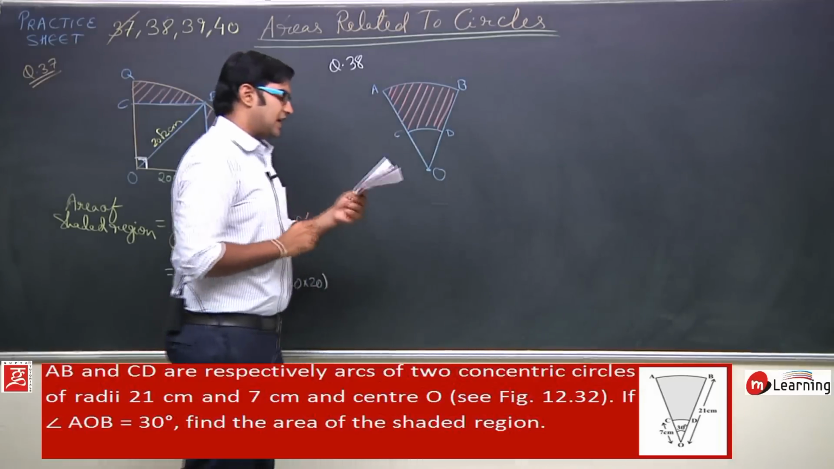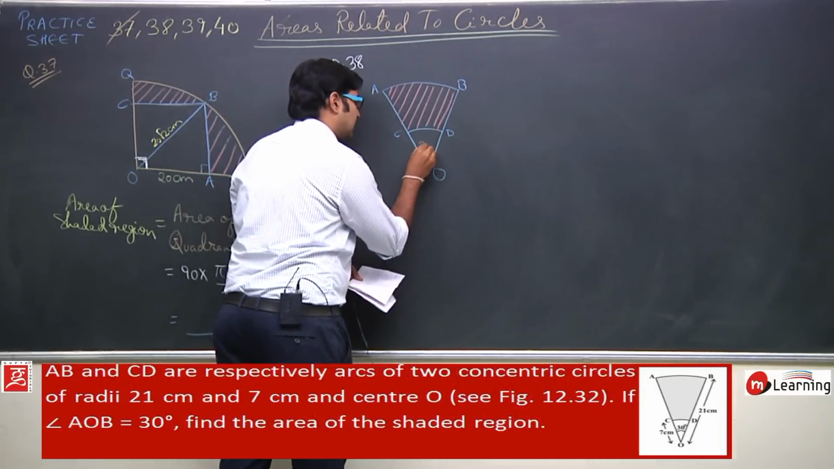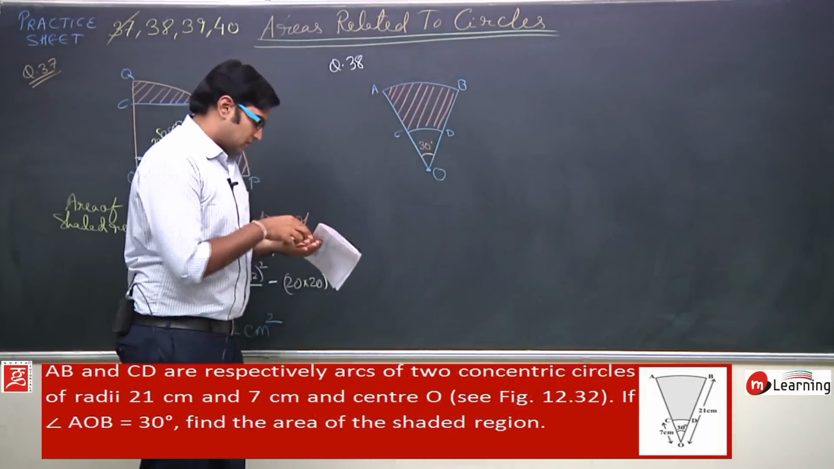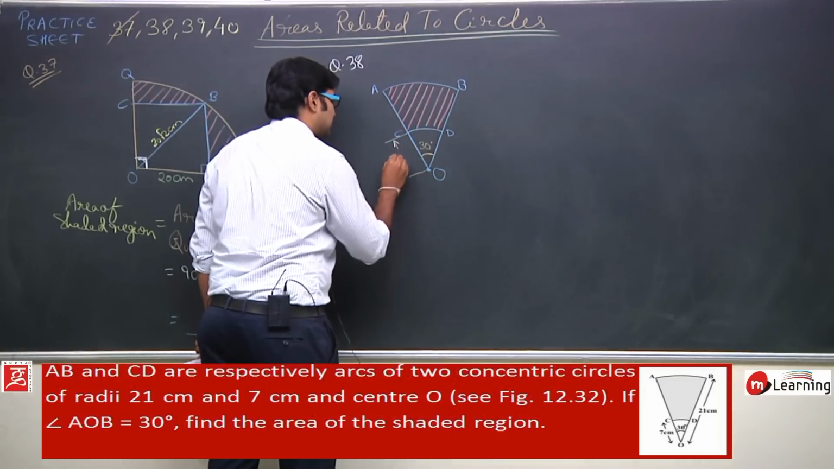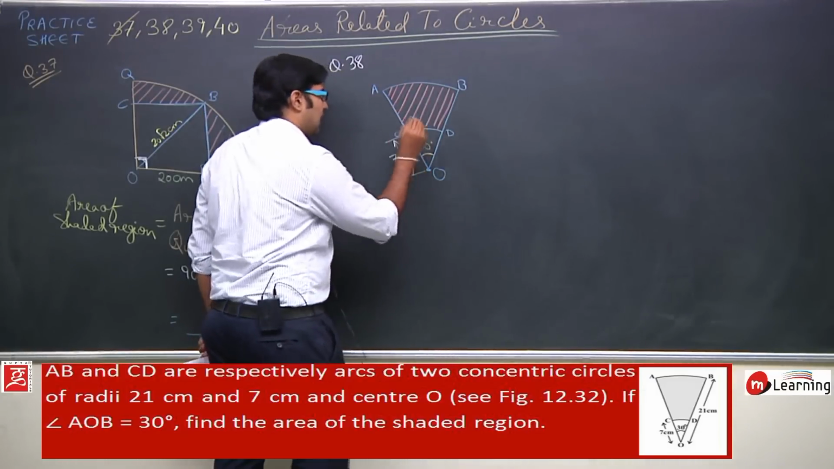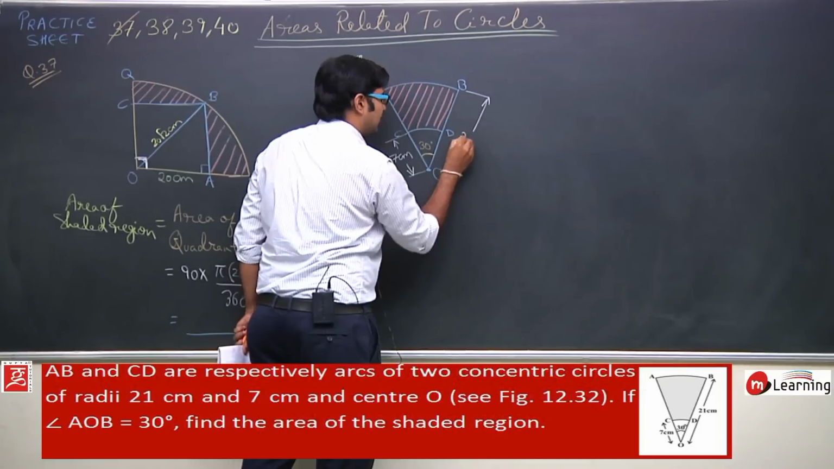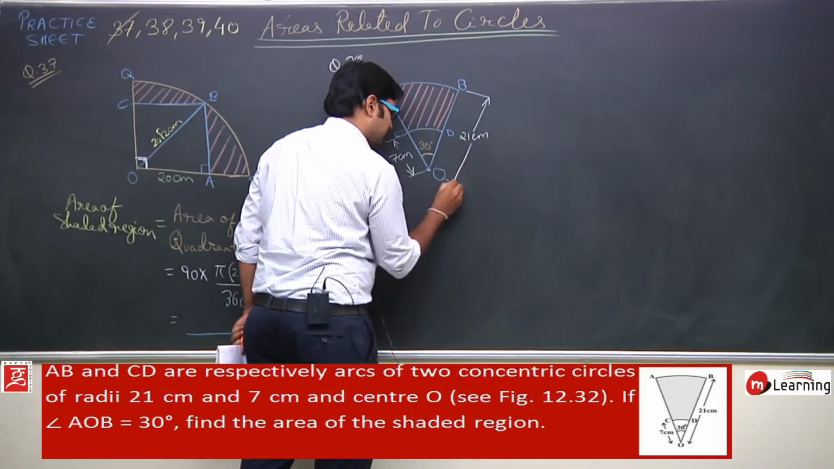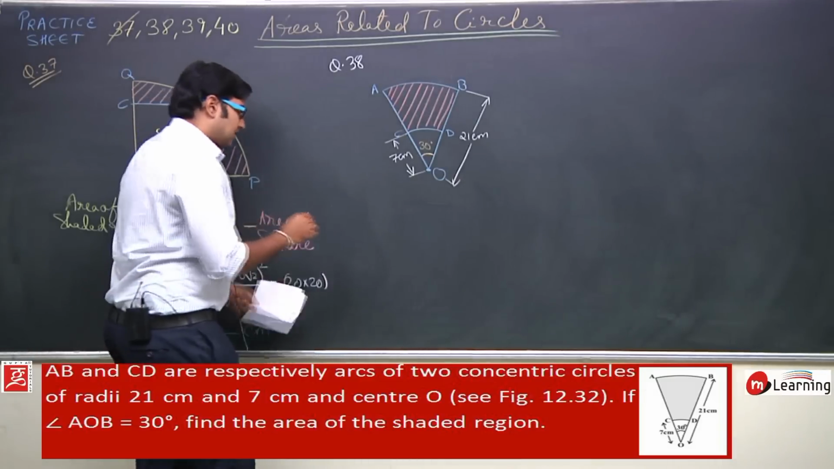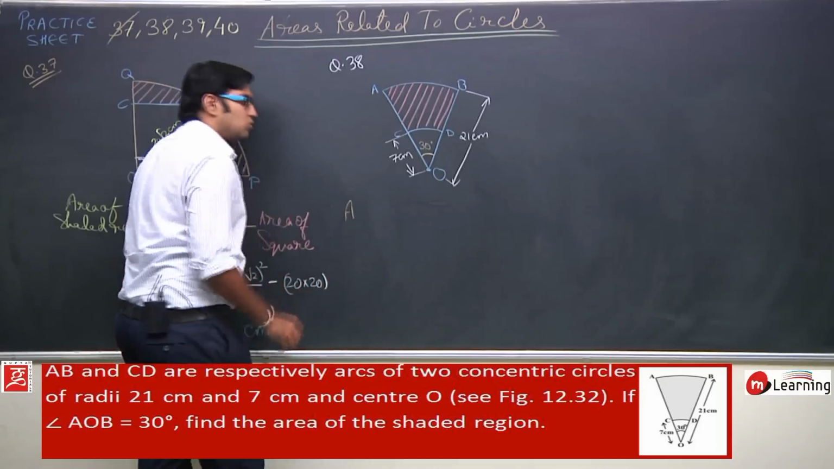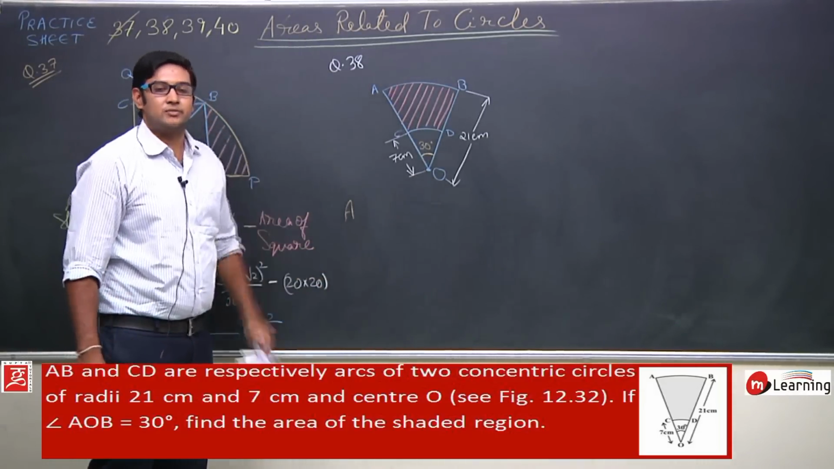This is the shaded region that I have, and the angle given is this one, which is 30 degrees. This length OC is 7 centimeters, and this OB length is given as 21 centimeters. Now I need to determine this area. I will simply write the final conclusion, because I have explained how this conclusion has arrived in question number 25.